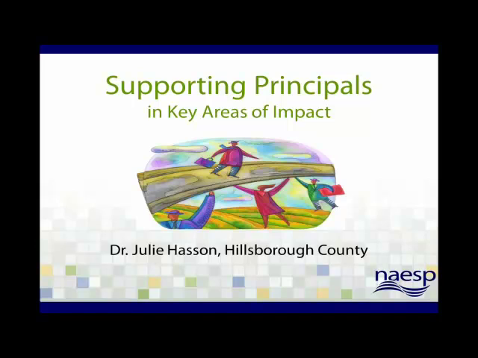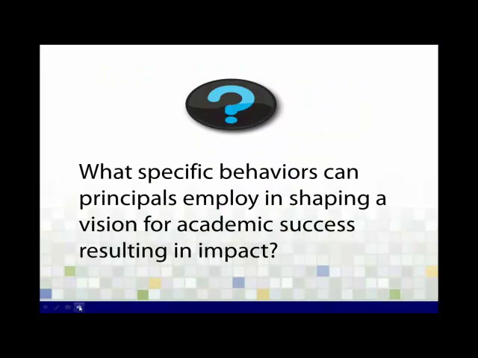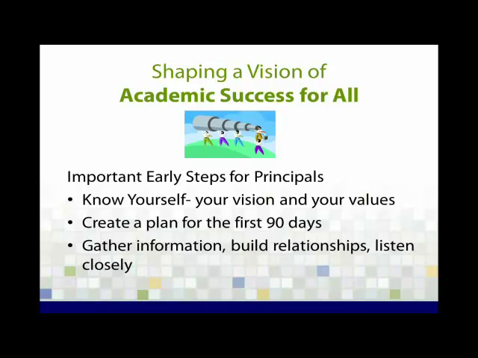It's important to note that the 5 key areas of impact detailed in the Wallace report are all interrelated. So shaping a vision of academic success for all influences the other 4 key areas of impact. I'm looking through the lens of an early career principal, specifically at how early action can facilitate the shaping of a vision, which ultimately leads to student success. As a new principal, it's essential to know your personal vision when talking about a vision for your school. So knowing your values and what your non-negotiables are is an important part of that process.